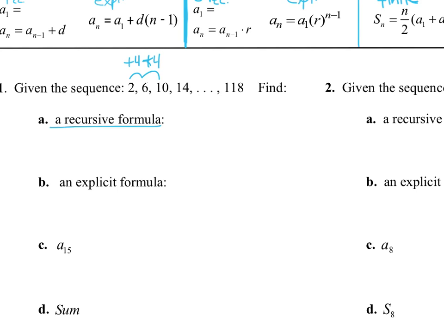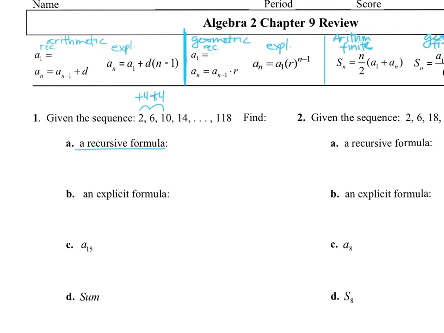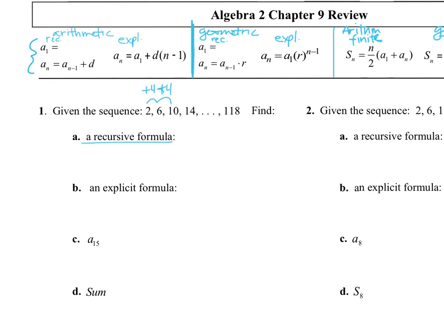They ask for a recursive formula. And if you notice right up here, recursive formula always has 2 parts to it. It has the a sub 1, which is your first term. And in this, the first term is 2. And then the second part of it, you're going to have a sub n, just like you see up here. And remember, this part never changes. So a sub n equals a sub n minus 1, and then it's plus your common difference. Well, our common difference is 4. So that would be our recursive formula here.